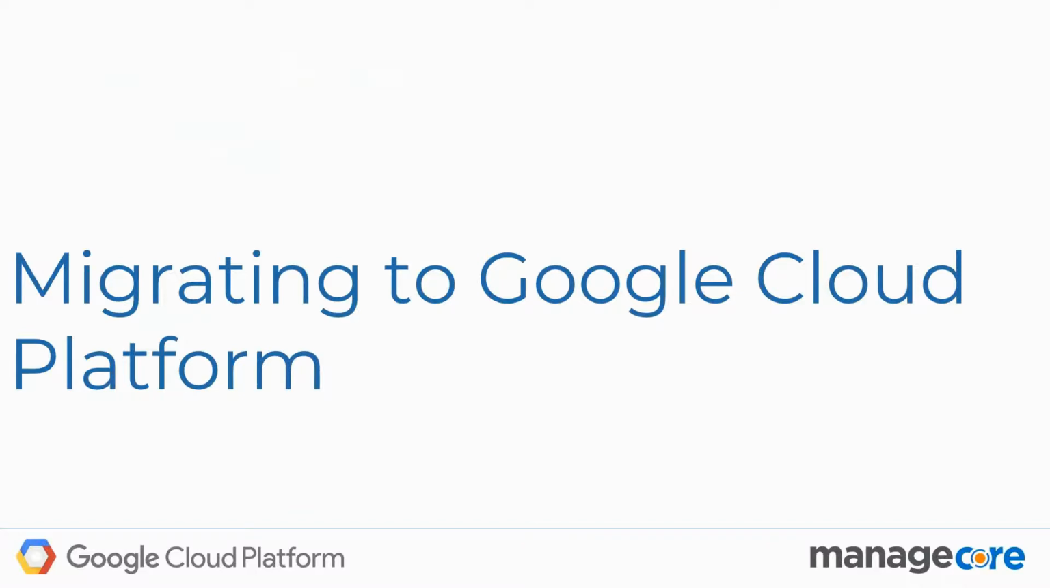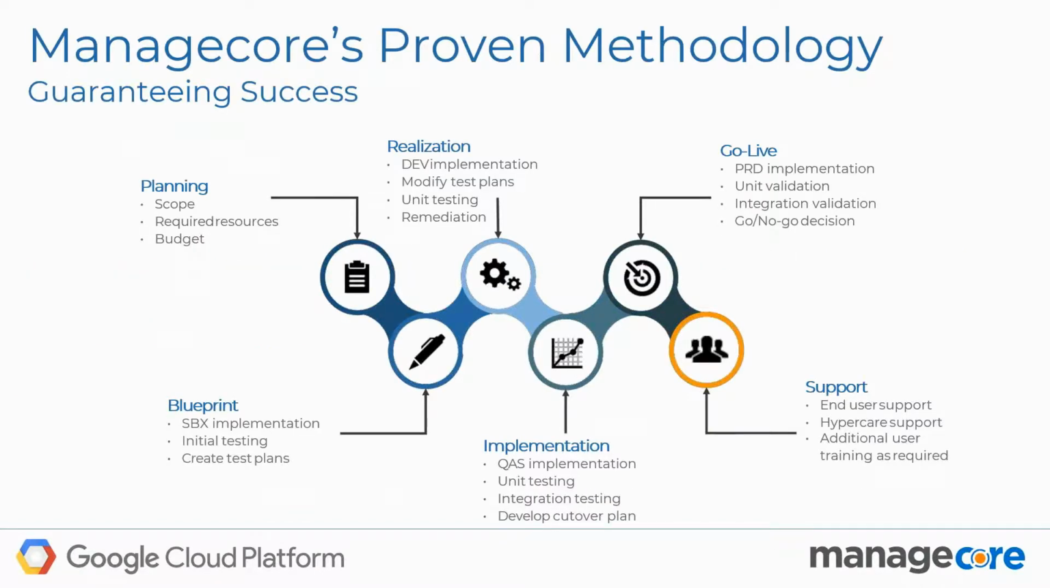Now to talk about migrating to the Google Cloud Platform. Migrating to GCP involves a proven methodology. With Managecore, you're almost guaranteed success. It all starts with the planning phase. In this planning phase, you should take into consideration the size of your current environment, the performance of your environment, and also your data center needs. Depending on what you're running today, you may need more or less hardware than you have currently. This should all be reviewed and determined in the scoping phase.